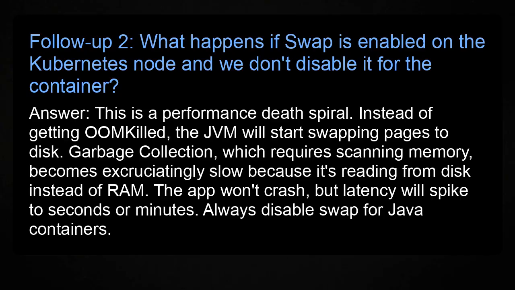Follow-up 2. What happens if swap is enabled on the Kubernetes node and we do not disable it for the container? Answer: this is a performance death spiral. Instead of getting OOM killed, the JVM will start swapping pages to disk. Garbage collection, which requires scanning memory, becomes excruciatingly slow because it is reading from disk instead of RAM. The app will not crash, but latency will spike to seconds or minutes. Always disable swap for Java containers.